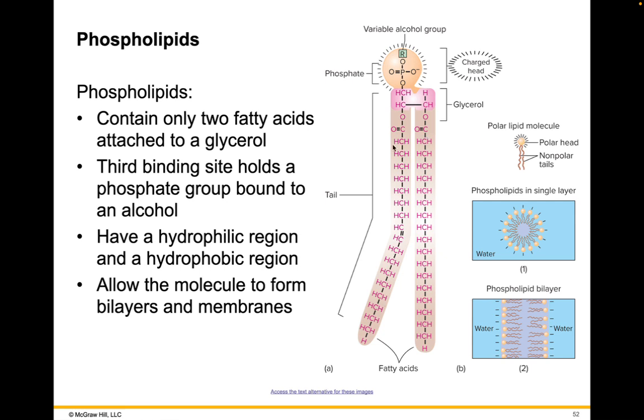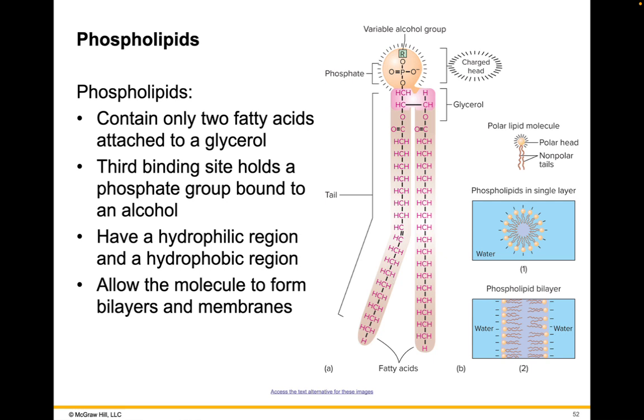So what am I saying? Remember, nonpolar does not mix with water or anything that's polar. And polar things do mix with water. So the polar head is now hydrophilic, and the nonpolar tails are hydrophobic.